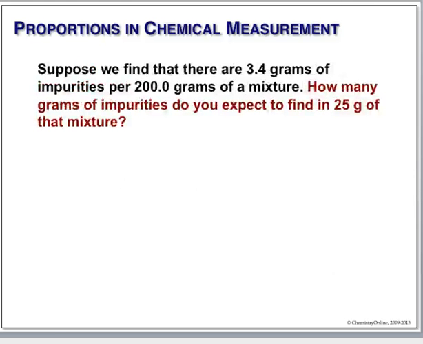Let's say we have a mixture. Somebody tells us there are 3.4 grams of impurity in every 200 grams of this stuff. Now in our little bucket here, we have 25 grams of our mixture. How much impurity? What we're going to do is simply use this, 3.4 over 200, as our ratio. And we'll use this as our given.